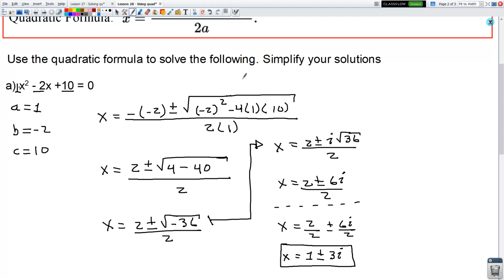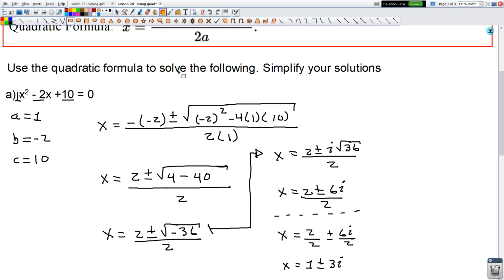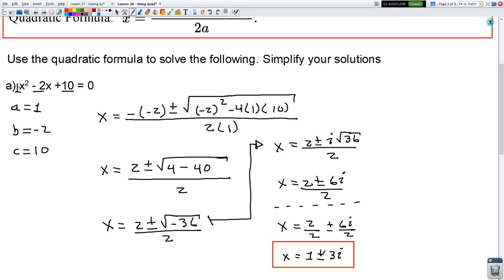So this is my final answer. Let's actually do it in red. So this is my final answer: x equals 1 plus or minus 3i. And this is what we mean by solutions having complex numbers. Notice that here you have an i. So because you have an i, that means that there's an imaginary part in your answer. So this is why we can call this an imaginary number. This is the imaginary part. When you have an imaginary and a real part, that's what we're going to call a complex number. That's something that we have discussed on previous lessons here.